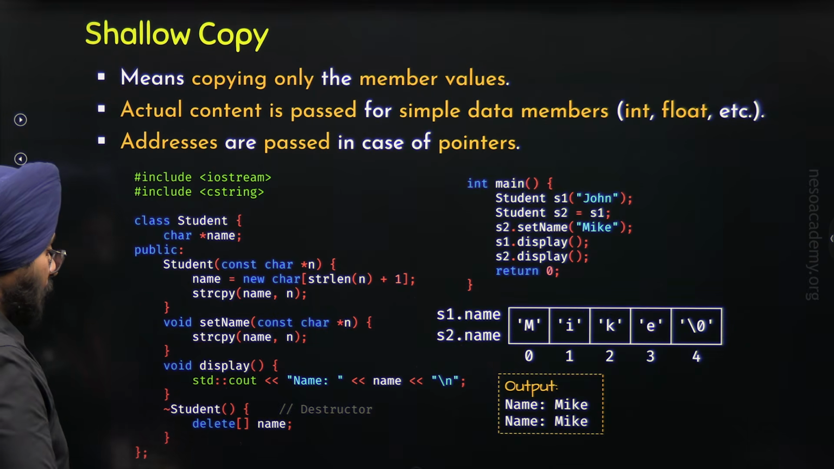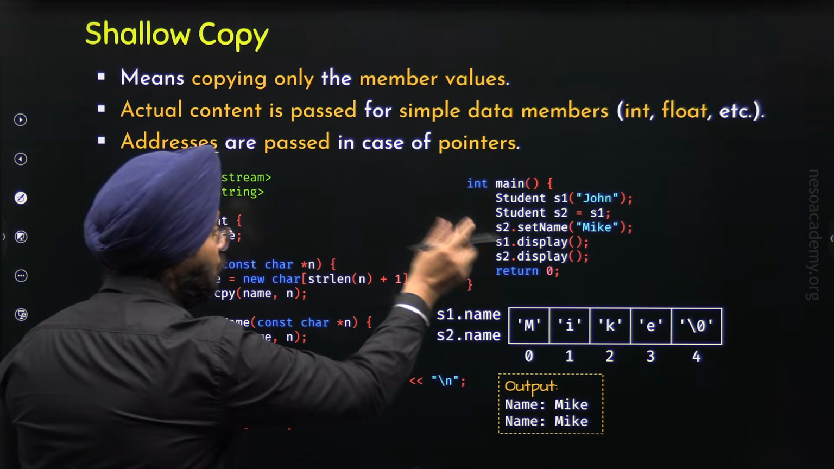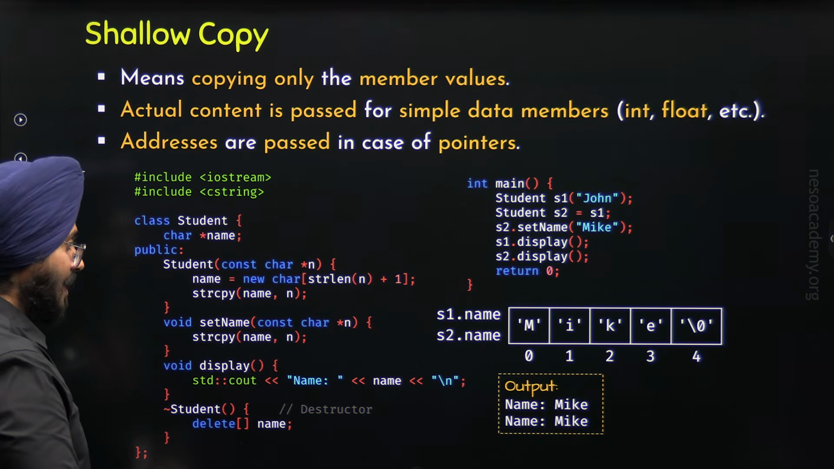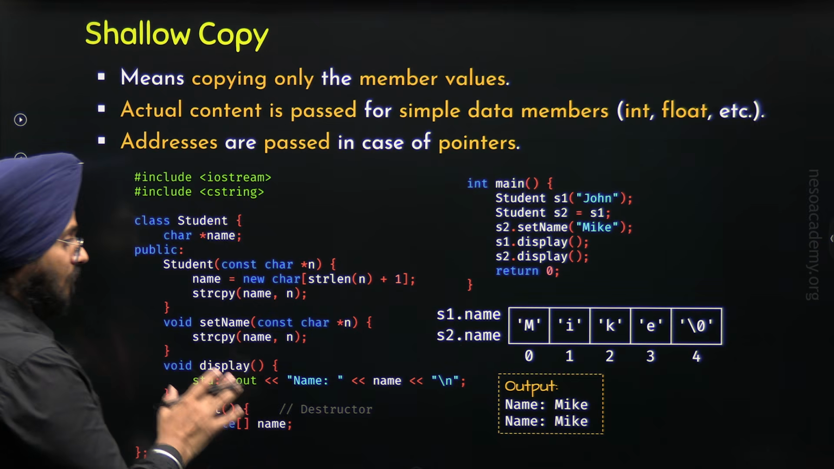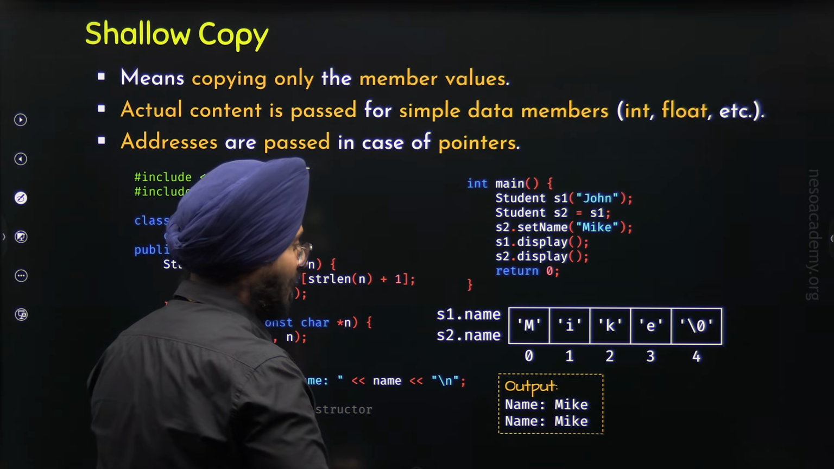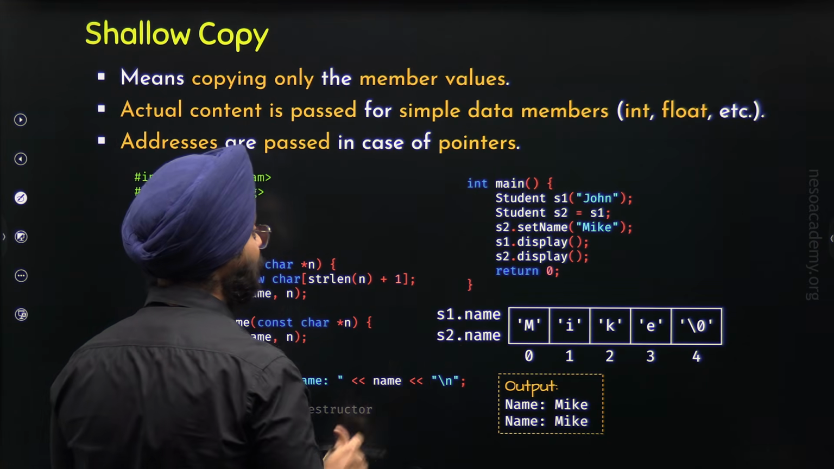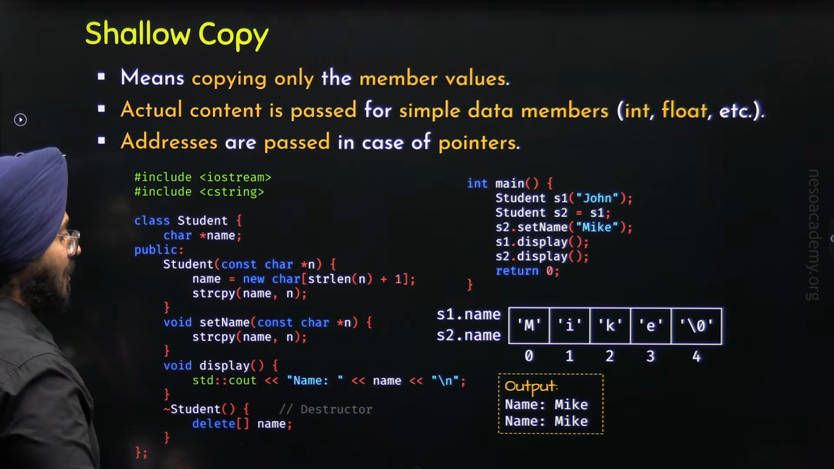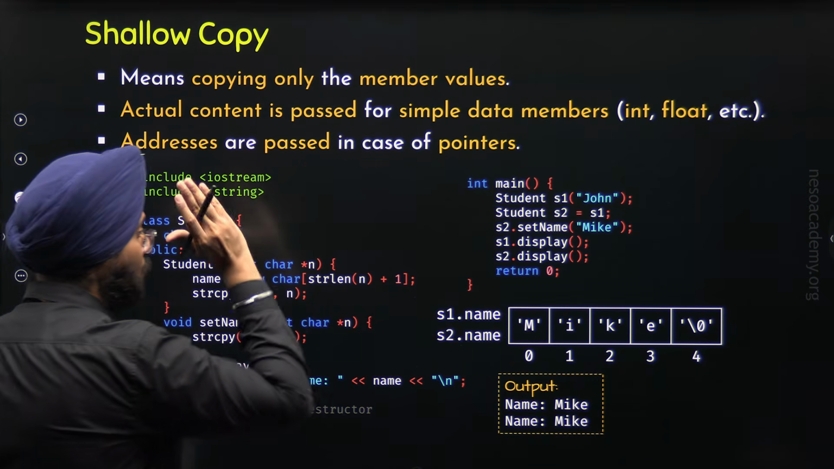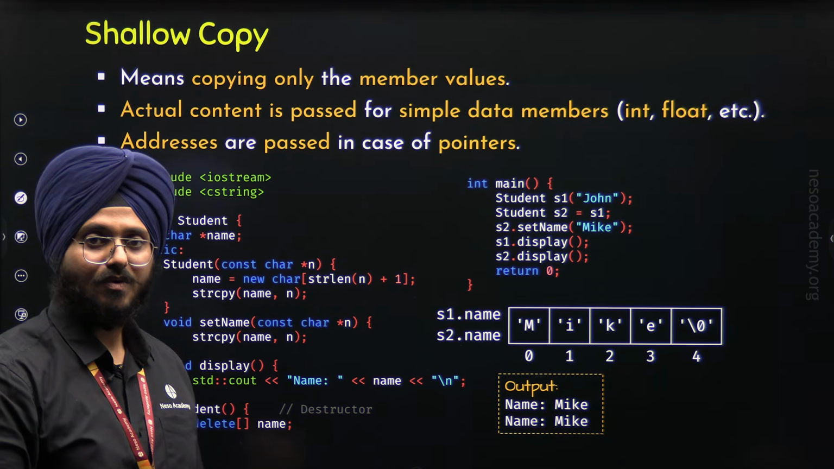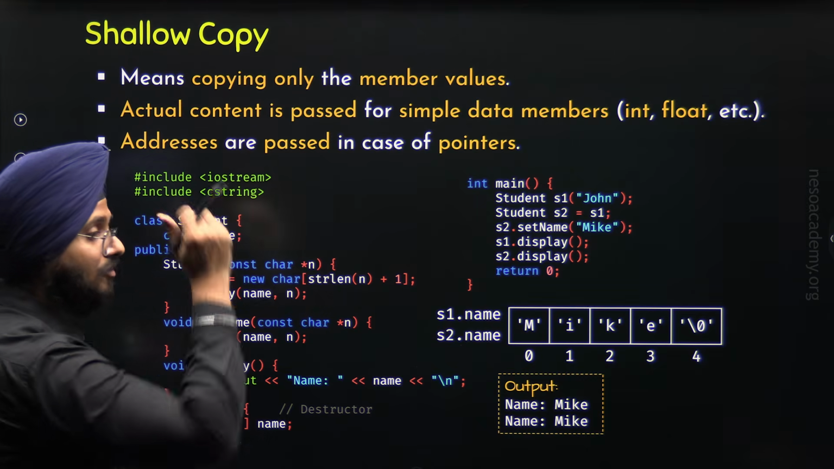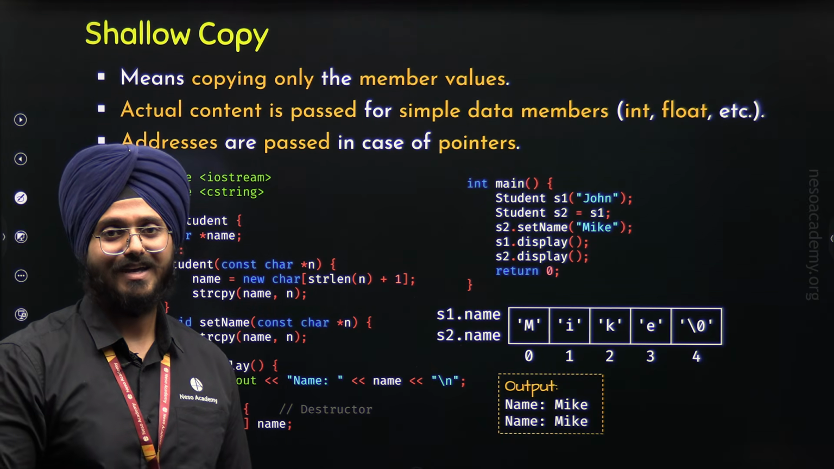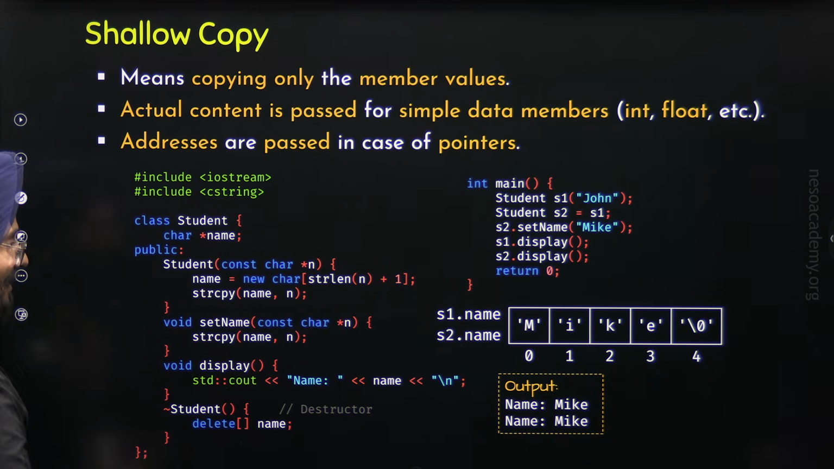Now what happens when the destructor is called on S1? Here we will have S1.name and the delete operator will work for S1.name. But S1.name is representing the same array which is already deleted via the destructor of S2. So here we have the double deletion and this is called the double deletion problem. I hope this is clear to you.